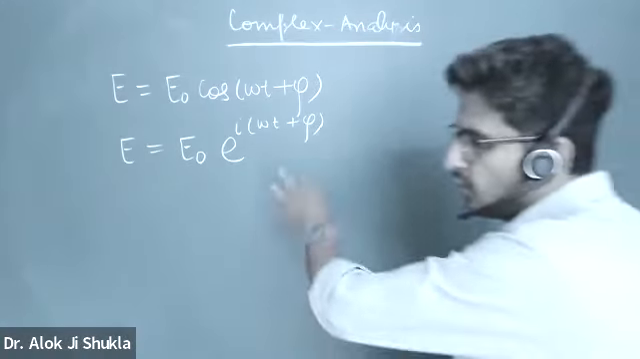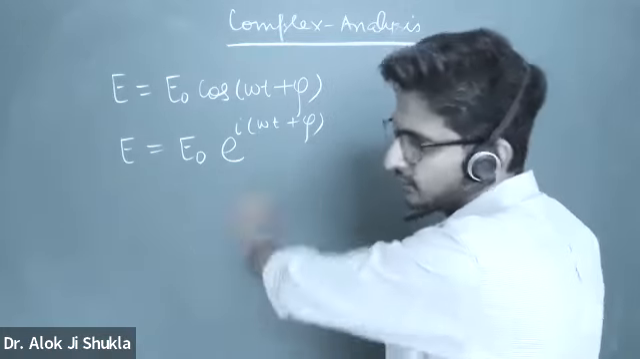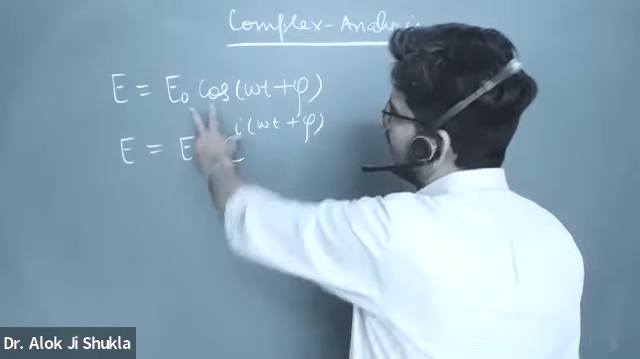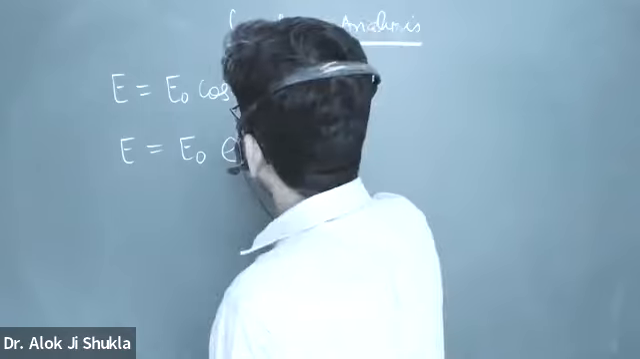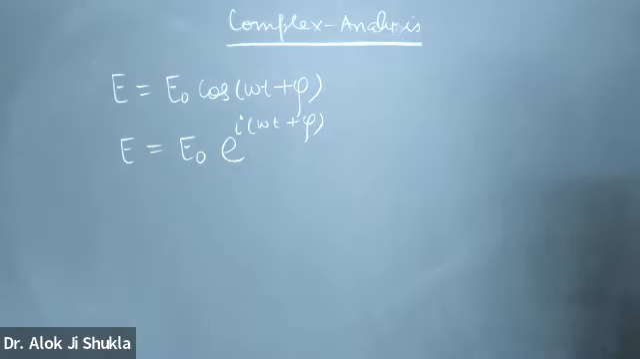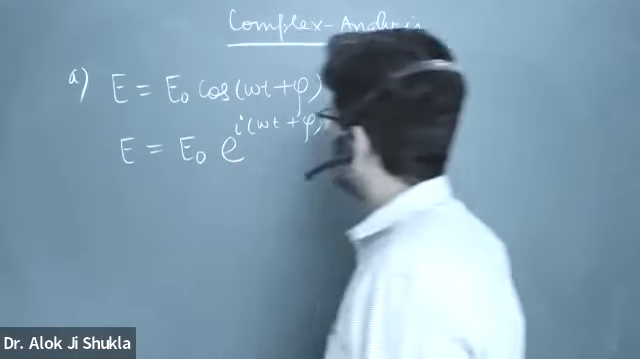And do whatever you want to do. Put it in wave equation, refractive index, whatever you want to calculate. Just finally take the real part because it is started from this. So real part of this e to the power iota, this will become cos omega t plus phi. This is how complex enters in our situation.